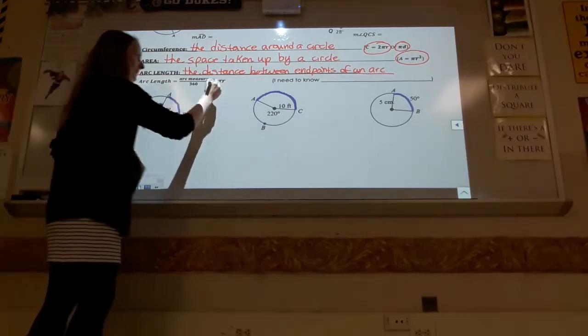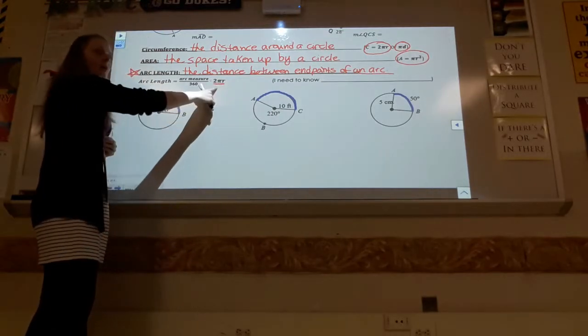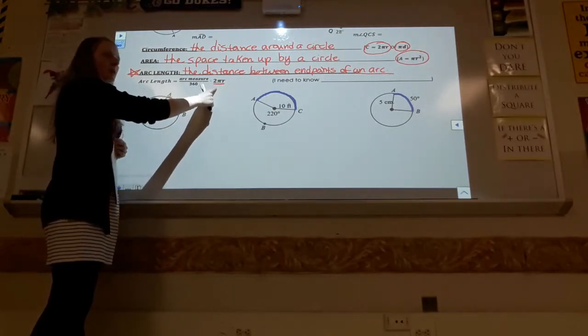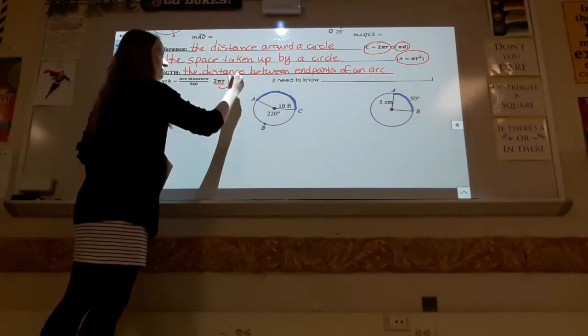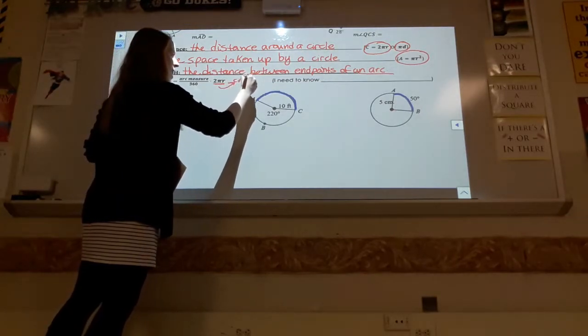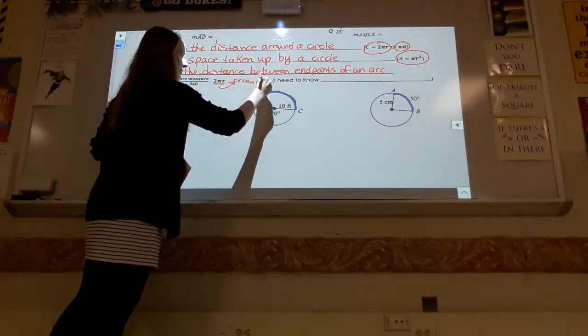So notice this right here. What is 2 pi r? We just talked about it. What does the 2 pi r represent? Circumference. Go ahead and write that down. Circumference.